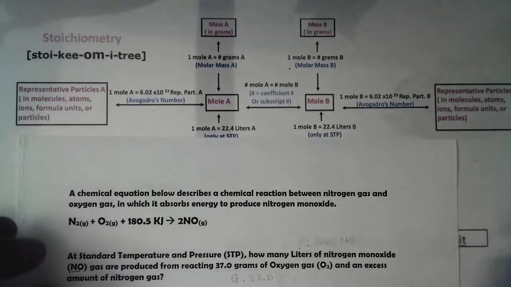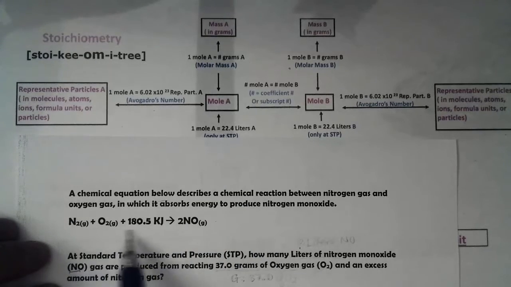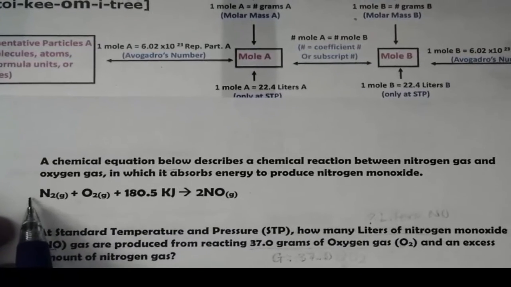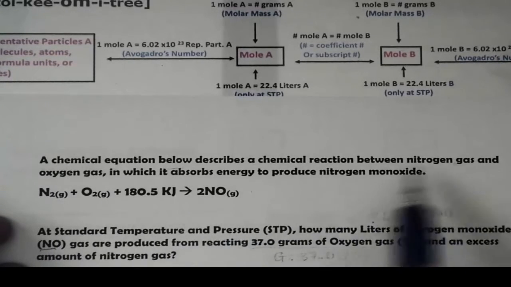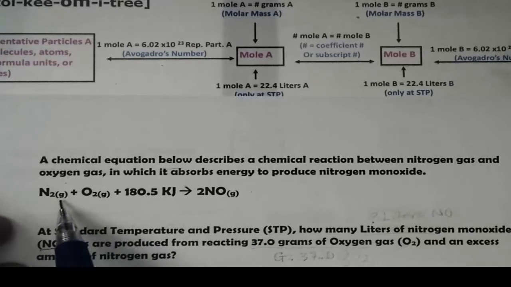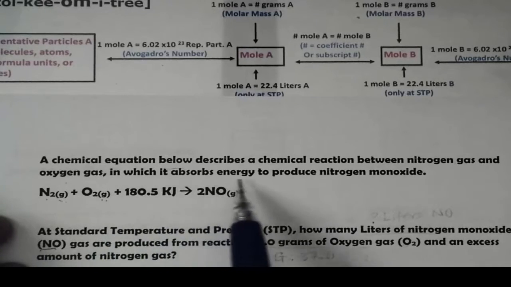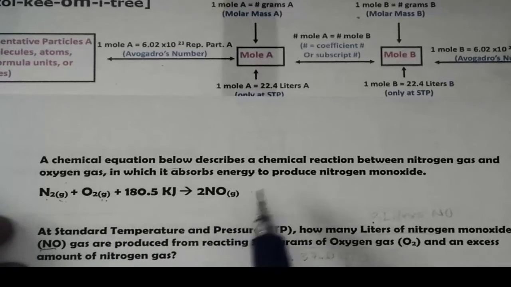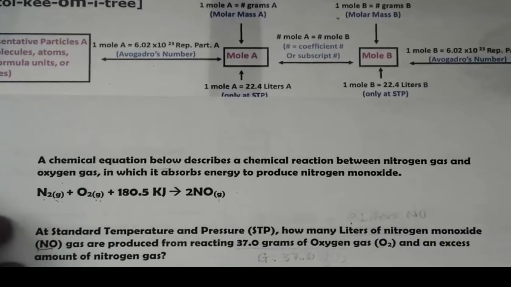In this case, we have a chemical equation below describing a chemical reaction. The equation is balanced already and is describing a reaction between nitrogen gas and oxygen gas. That's why we have the G in parentheses. Those are the states of matter. So this is the state of matter for N2 and this is the state of matter for O2. In this chemical reaction, it absorbs energy. You can see the energy is on the reactant side to produce nitrogen monoxide, which is NO. And nitrogen monoxide is also in the gaseous form.